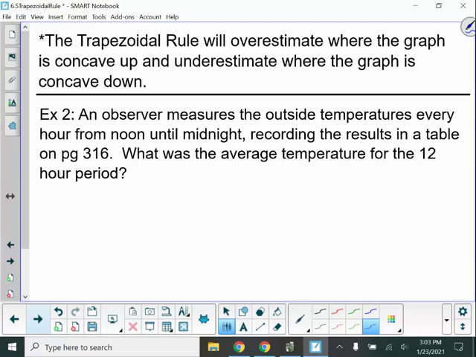I'm actually going to skip example 2. This is covered in your textbook, and there's a chart in your textbook that you need to read in order to get those values. I believe your book video covers this as well, so I'm going to skip this for right now.